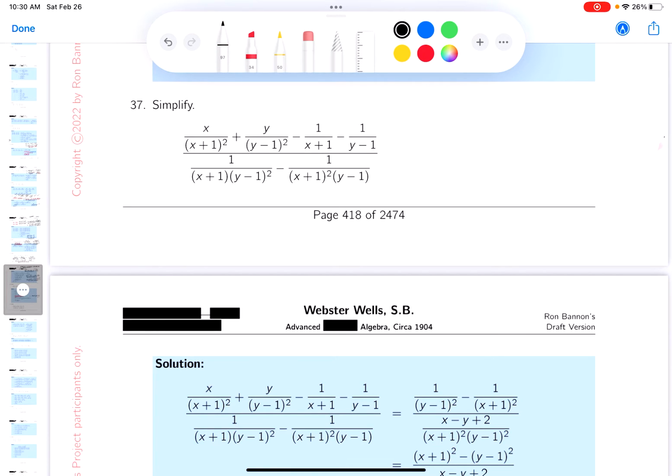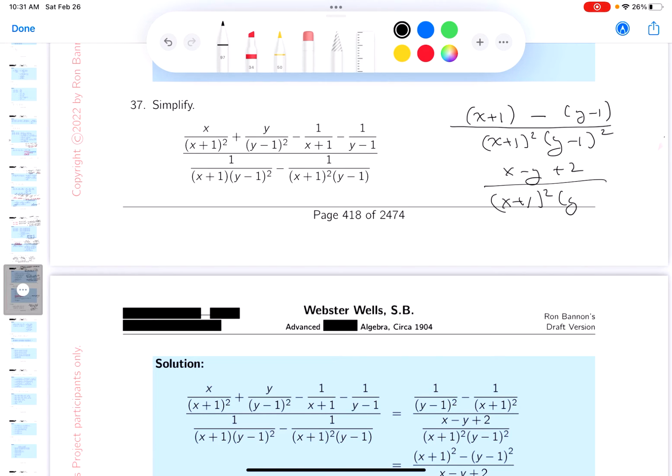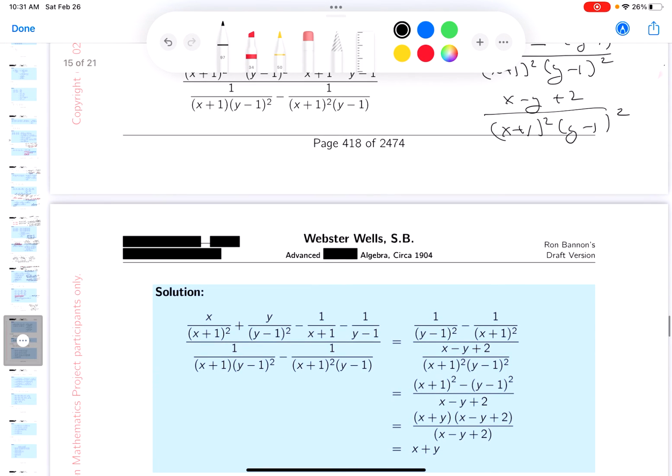It's only two terms. And the common denominator there would be x plus 1 squared, y minus 1 squared. And what do you get in the numerator? You would get x plus 1 minus y minus 1, quantity. Well, that gives you, not x plus y, my mistake, x minus y plus 2 over x plus 1 squared, y minus 1 squared. Let's look at the bottom, and I want to point out what I mean by that. This is the top, and this is the bottom.